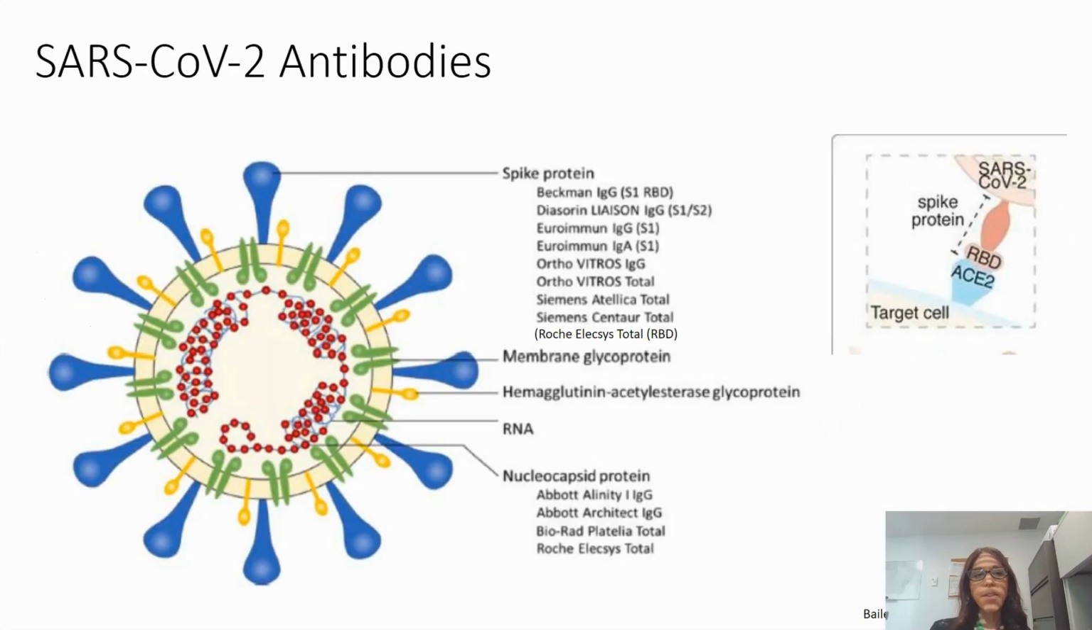So the COVID-19 virus has 4 structural proteins, but most of the assays that we use target antibodies against either the spike protein or the nucleocapsid protein epitopes, with several of the spike assays targeting specifically what we call the receptor binding domain, and I'll refer to that as the RBD throughout the talk. And the RBD is what's needed for the virus to bind to ACE2 on the target cell to allow entry.